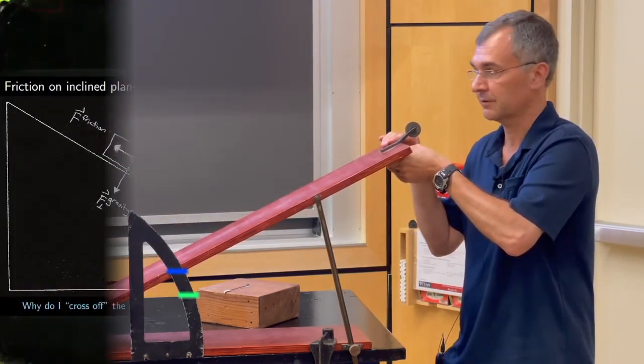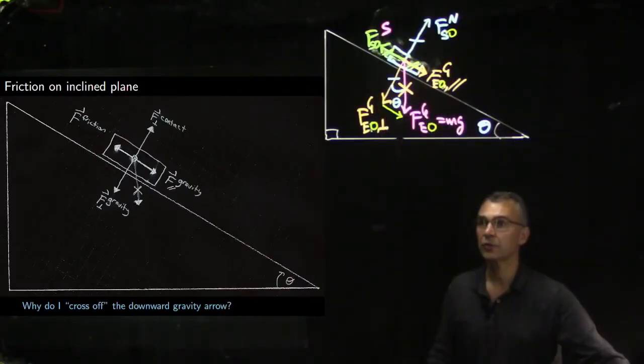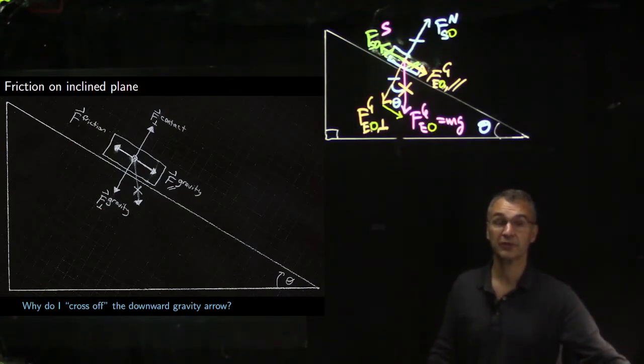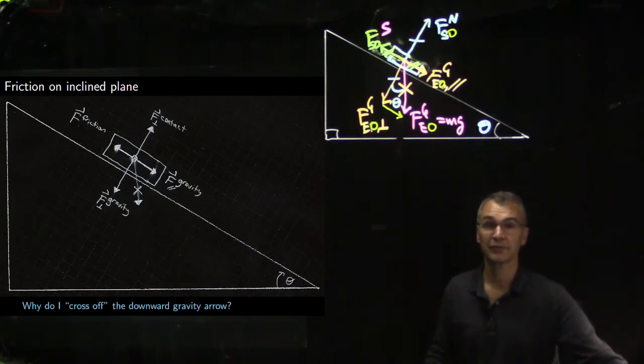Oh, there we go. Remember, the reason why when we do this decomposition we cross off the original gravity arrow is because we don't want to double count gravity. So once we've taken the gravity arrow and decomposed it into two arrows that add up to the original arrow, we want to cross off the original arrow so that we remember we no longer have to count it when we write F equals ma.